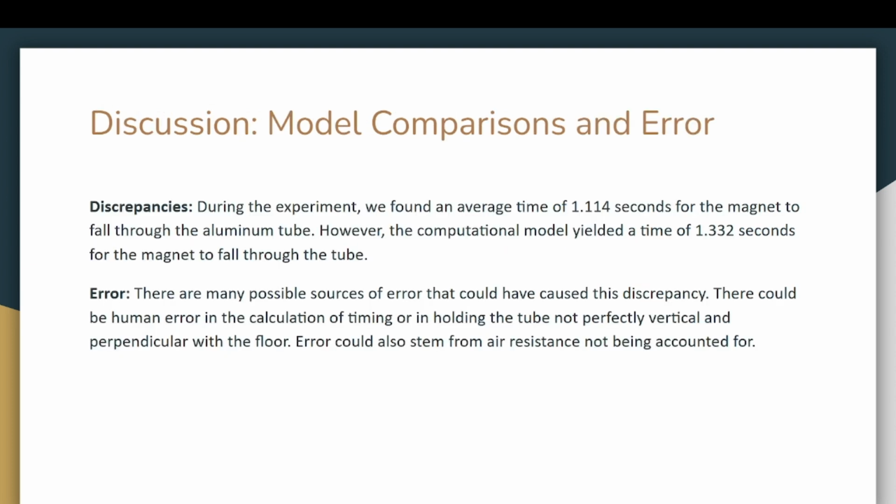So this 1.332 is a little bit different from our 1.114. There are many possible sources of error. There could be human error in the timing or in holding the tube not perfectly vertical and perpendicular with the floor. And it could also be because air resistance was not accounted for.